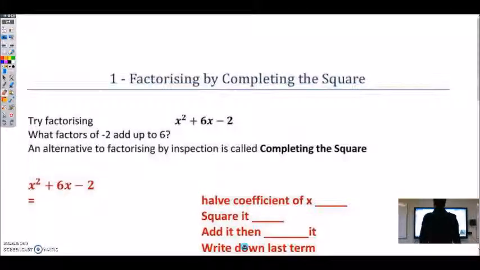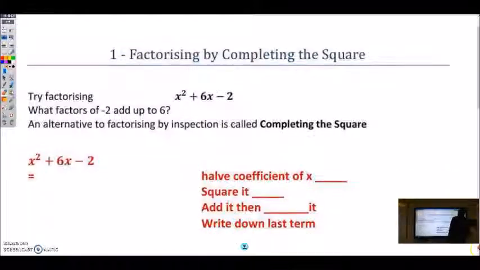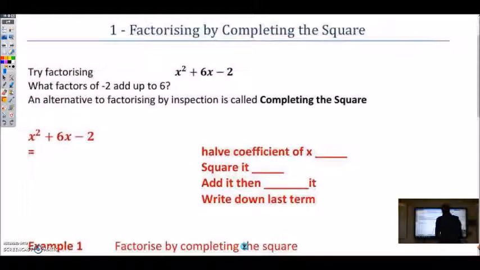All right, year 10. So today we're looking at factorizing by completing the square. Now this is a complex process with multiple steps. So to start off with, we're just going to look at what it means to complete the square.